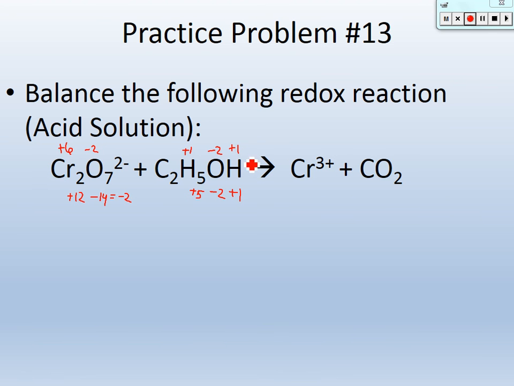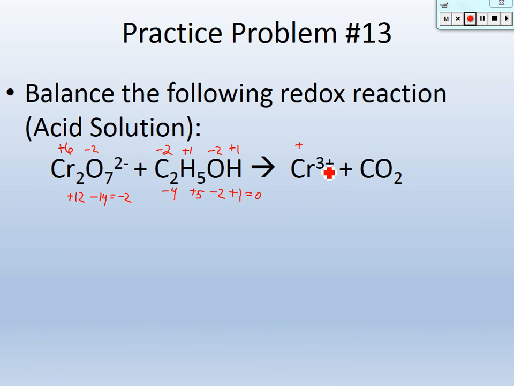Is there a charge on this molecule? No, so it's got to sum to 0. What am I at so far? So 5 minus 2 is 3, plus 1 is 4. What does this have to be? Has to be a -4. But I've got 2 carbons. What does each carbon have to be? -2. Okay. Chromium plus 3.